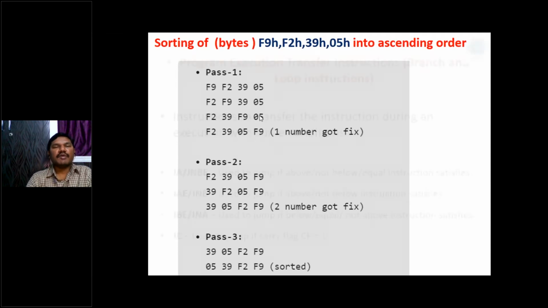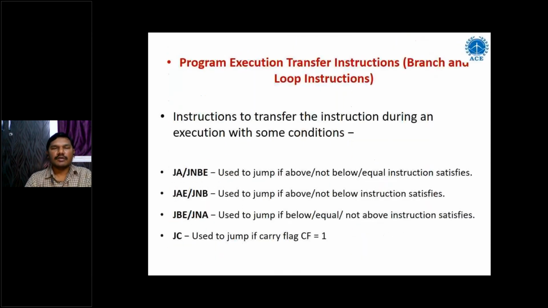So how to write the program for this? Right. So this is the statement we are taking here. JC is used to jump if carry flag is equal to 1. We have to take this JC statement, jump to address location if carry flag is equal to 1.